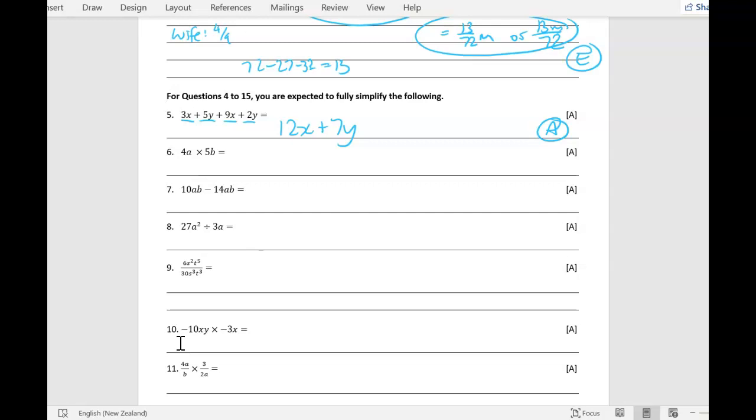We're now multiplying. We always start off by multiplying the numbers. 5 times 4 is 20. Put it down, the a and the b. 20ab, achieved mark if you got that.